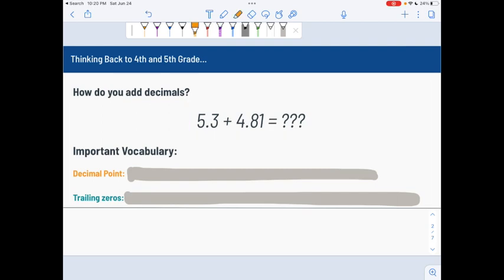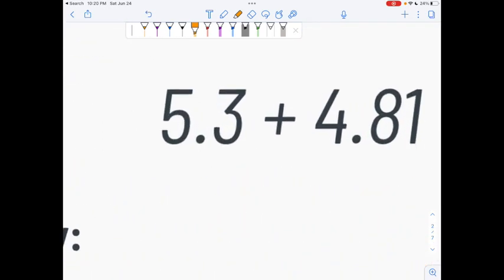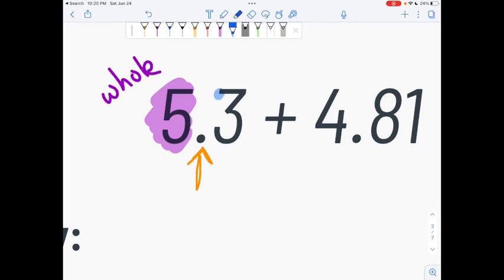The very first thing I want to look at is the vocabulary term of decimal point. All right, so what is a decimal point? It's the symbol that separates the whole number from its remaining part. So I'm going to zoom in. Here is the decimal point. In front is the whole number. And behind, after the decimal point, to the right, is its remaining part.